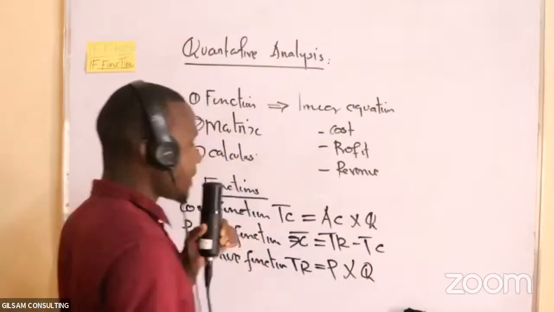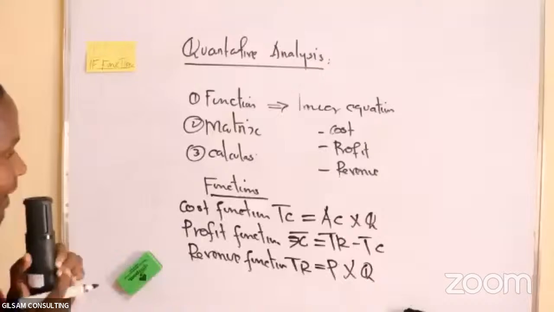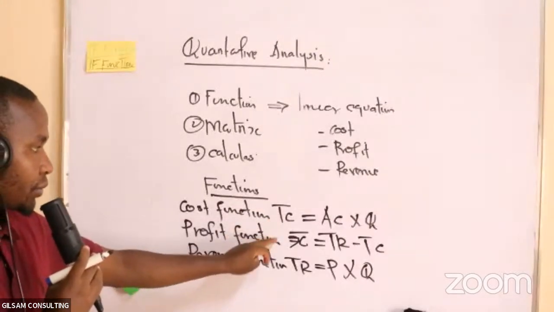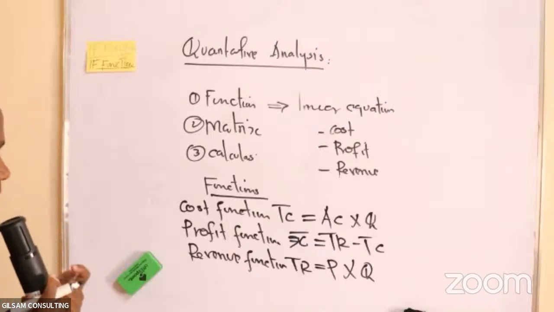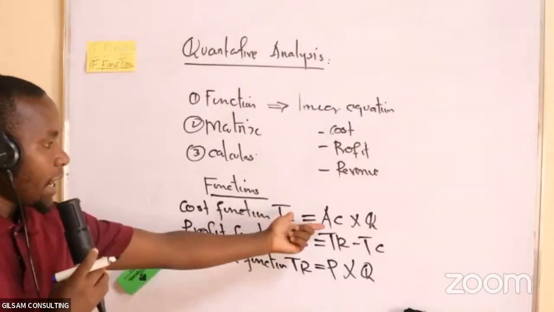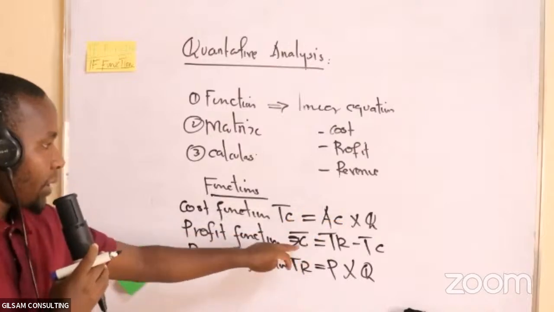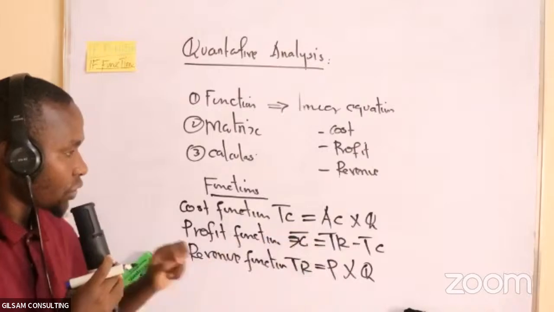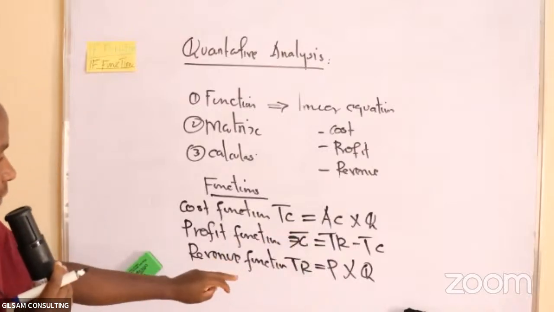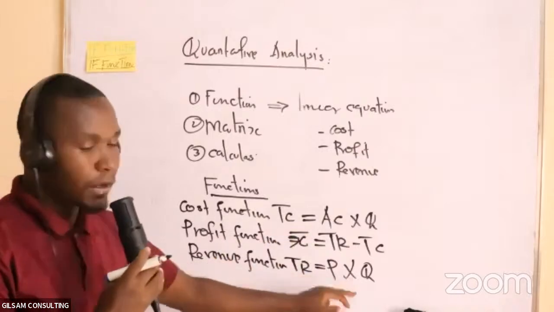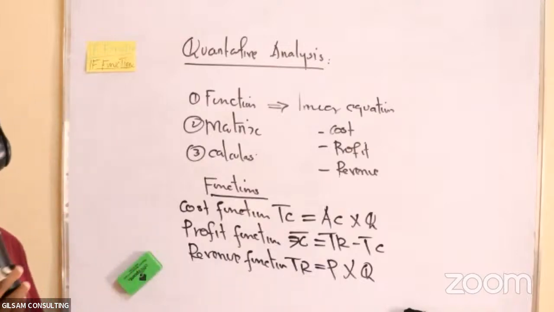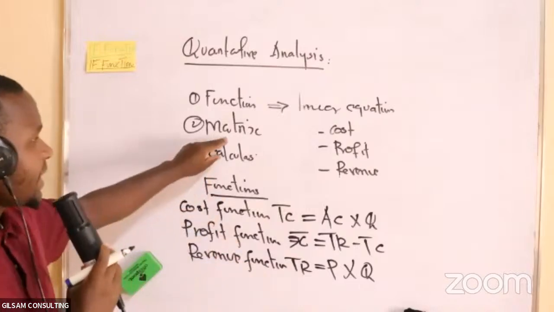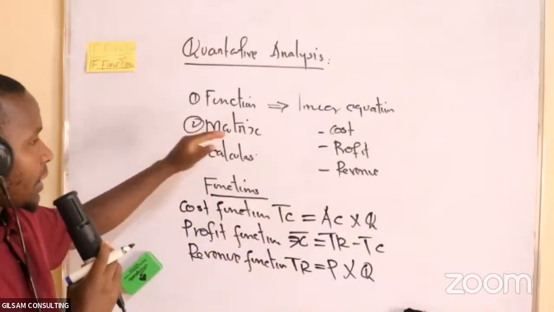The price times quantity. So these are the functions which you need to master. Number one, the cost function, which is average cost times the quantity. Number two is the profit function, which is the total revenue minus the total cost. And then the revenue function, which is price times the quantity.